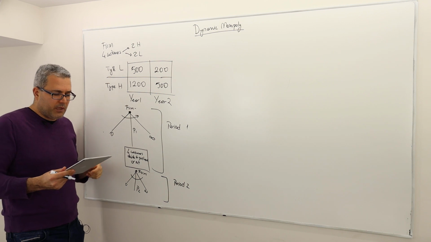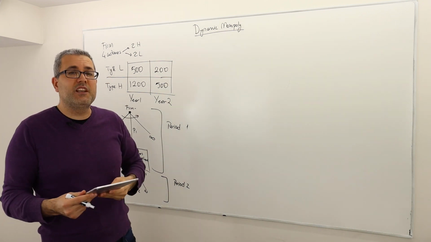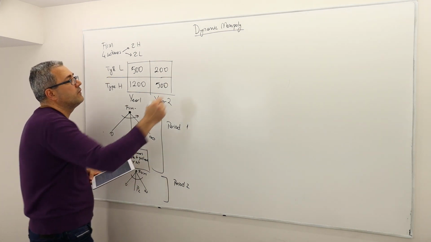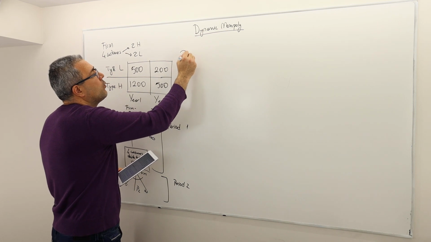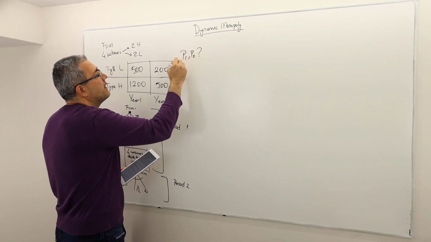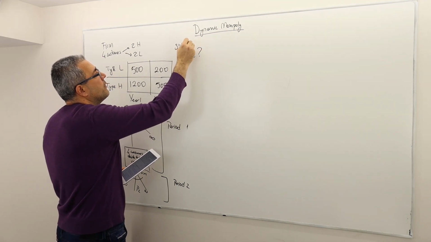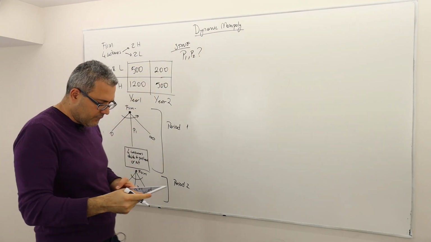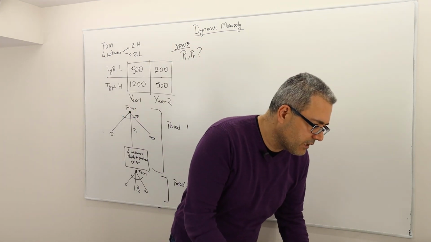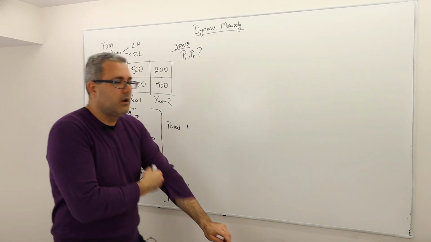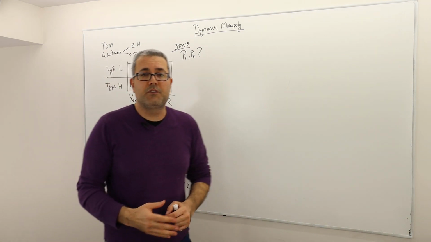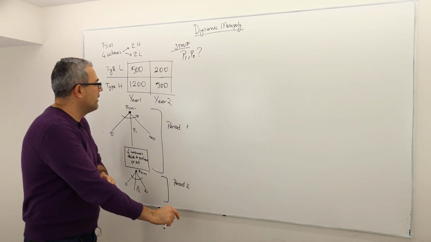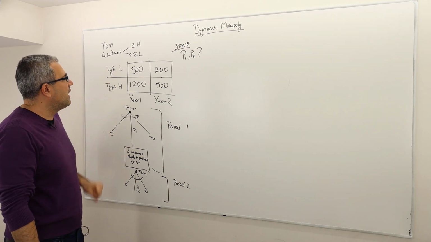The question is, what are the subgame perfect Nash equilibrium prices in period 1 and 2? So what is P1? What is P2? The SPE prices, obviously. So that's the question. Well, even describing the question took 10 minutes. So let's try to analyze it.